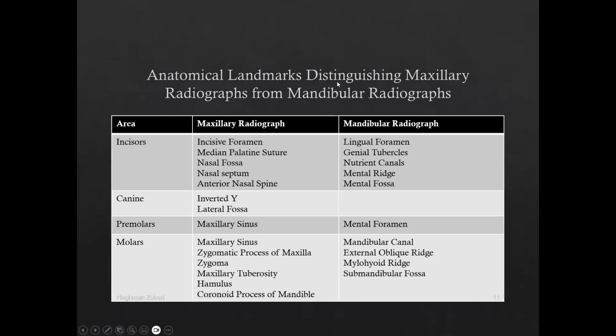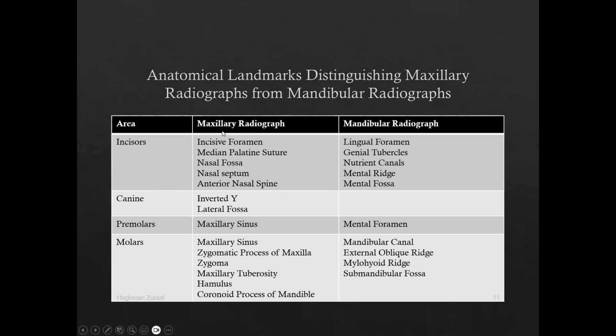Now, anatomical landmarks distinguishing maxillary radiographs from mandibular radiographs. Areas: incisors, canine, premolars, and molars. In incisors, in maxillary radiographs, you will be able to see the incisive foramen, median palatine suture, nasal fossa, nasal septum, anterior nasal spine. And in the mandibular radiograph, in the incisor region, you would be able to see the lingual foramen, genial tubercles, nutrient canals, mental ridge, and mental fossa.